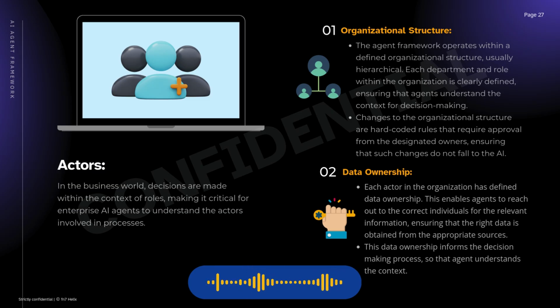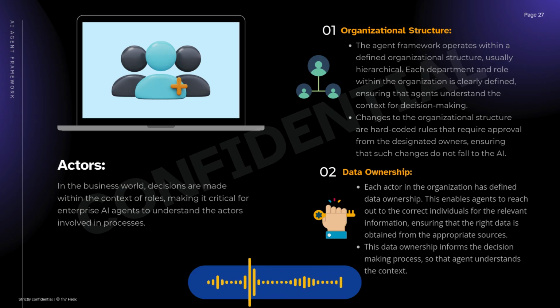Exactly. So what else do we need to consider when it comes to actors? Well, data ownership is really crucial. Different actors in the organization have access to different data. The AI agent needs to know who owns what information. So it's like giving the AI agent a data map, showing it where to go for the right information. Exactly. So we've got interaction modes, we've got the actors.